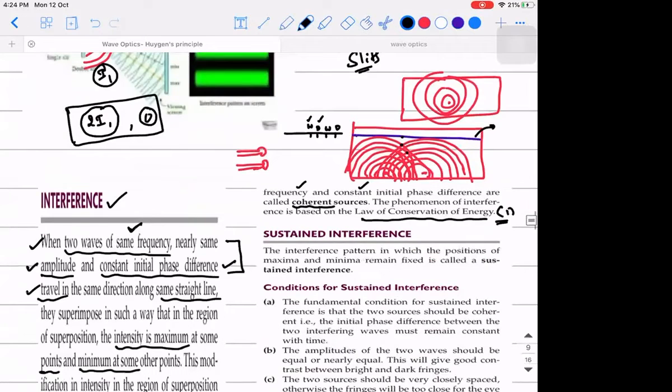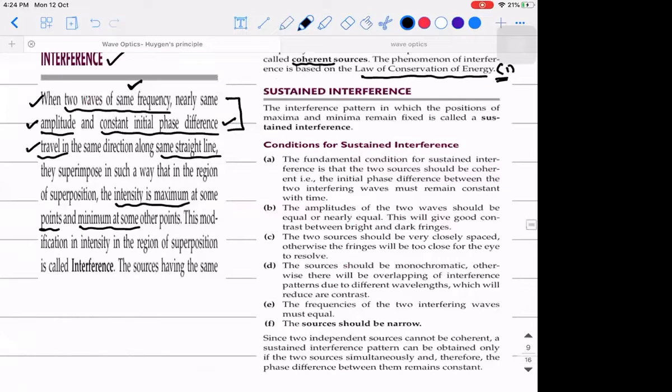Okay, that is why we also say this is another way of defining it. This modification in intensity in the region of superposition is called interference. If somebody asks you what is the definition of interference, what exactly is happening? The thing that you're able to observe is the modification of intensity in the region of superposition. And some books refer to it as redistribution of intensity. Both are same. Clear, guys? Okay, and one more important point.